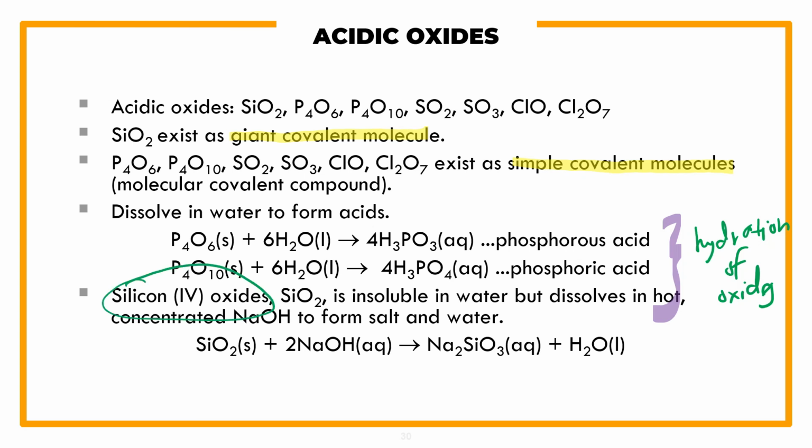But silicon oxide is insoluble in water. It does not dissolve in water like the other oxides. But it can dissolve in hot concentrated sodium hydroxide to form salt and water. So again, you can see from here, this is actually the neutralization reaction. So here, only silicon oxide can react with base to form salt and water. Okay, this is neutralization of oxide, and this is hydration of oxide.